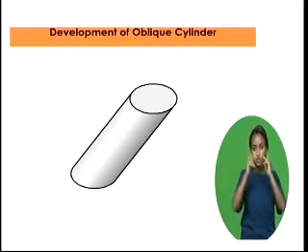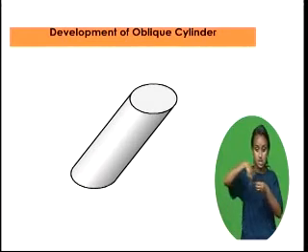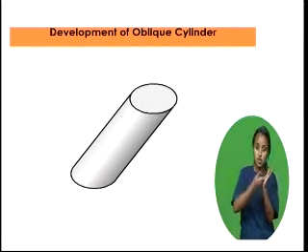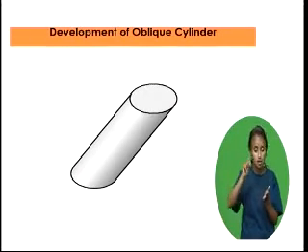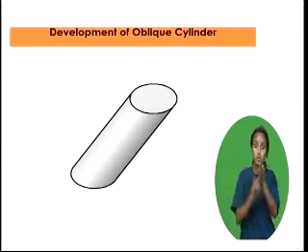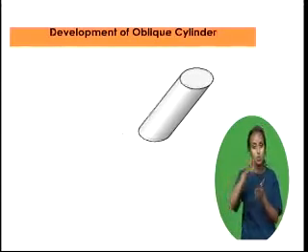Let's see. An oblique cylinder is one with bases parallel to each other, but not aligned to each other. As a result, the lateral surface of the cylinder appears oblique. In order to develop the pattern of an oblique cylinder, we should follow the following steps.